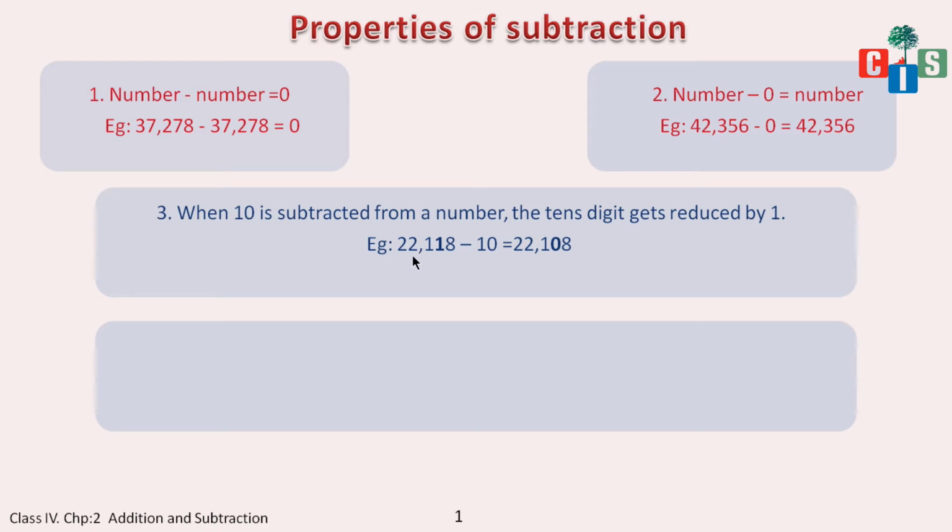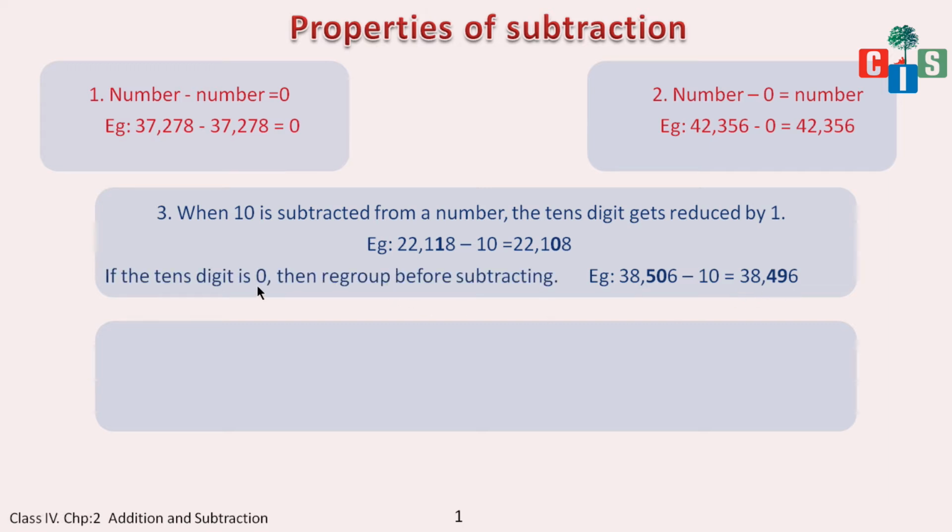Okay. Now, what will happen if the tens digit is 0? Let's see. The second example we have here, the tens digit is 0. That is 38,506 minus 10. Now, I have to only see the tens digit. Here it's 1, here it's 0. So, tens digit, you know it's 0. You will regroup it. So we will see the hundreds digit also. 50 when regrouped changes to 49. 50 में से एक निकालना है, so it will give you 49. So when the tens digit is 0, then regroup before subtracting.